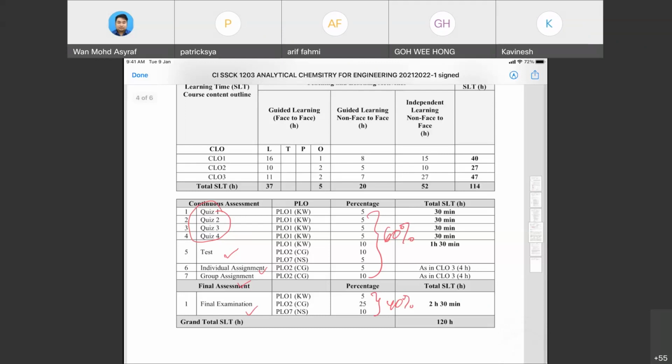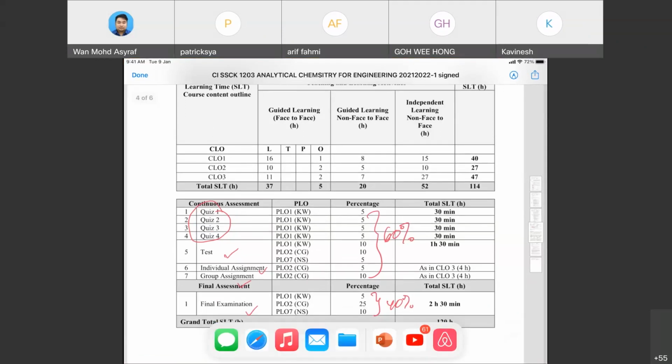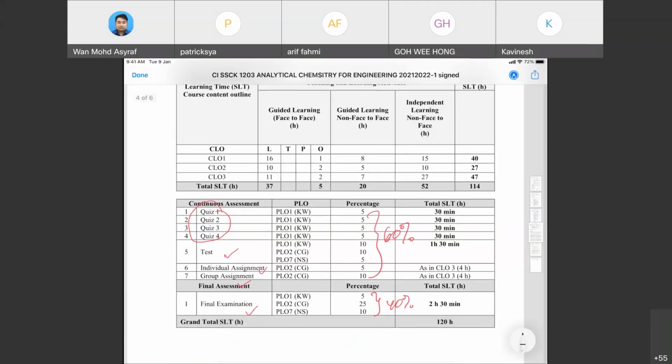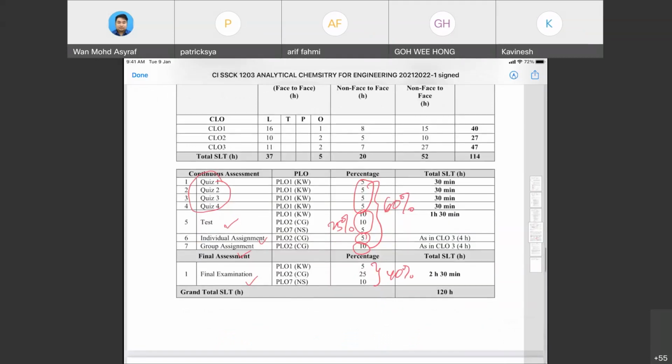Is that clear for the assessment? For the 1 test, the test comprises 25%. 25% is the bulk, and then your individual assignment is 5%, your group assignment is 10%, and quizzes are 5% each. Okay, is there any question for the assessment for this course?